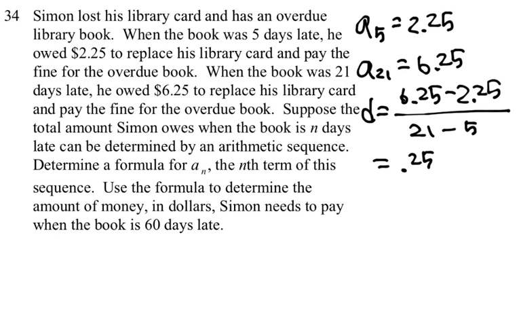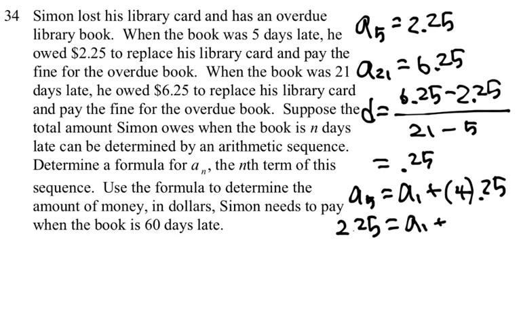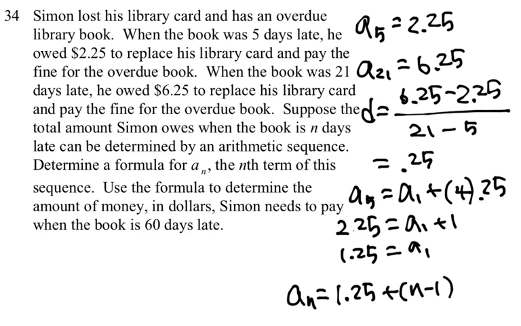Now, they want us to write up the expression for a sub n. Then I want to find out what a sub 1 is. To do that, I'm going to use a sub 5, which must be equal to a sub 1 plus 4 times 0.25, because it was 5 minus 1 times 0.25. So a sub 5 was equal to 2.25. Then you can realize that a sub 1 was equal to 1.25. Then our formula is a sub n is equal to 1.25, which was a sub 1, plus n minus 1 times 0.25.